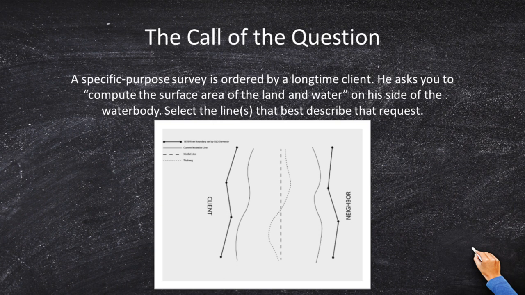And here is the diagram you've got to work with. The diagram shows that we've got several lines here. We got two lines in the water. We got two lines on his side of the shoreline. And you've got to pick one line in the water. And you got to pick one line on the shore. And that sort of separates the center of the river from the shoreline of the river from the property boundary of Joe Blow.